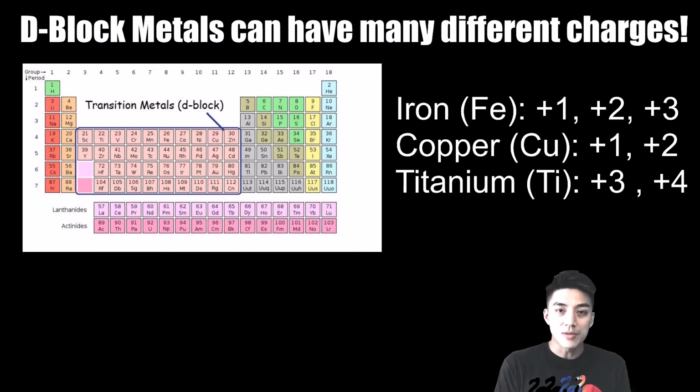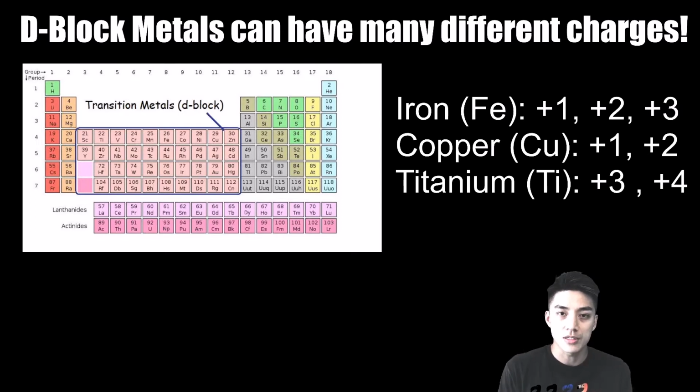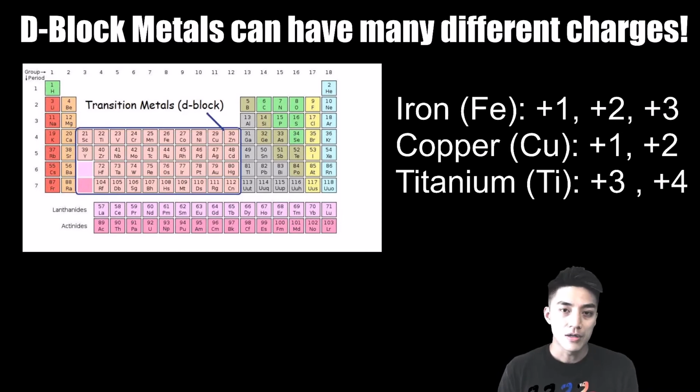We should all understand by now that the alkali and the alkaline earth metal families are +1 and +2 charges. Whereas if you're in the D block, you have various different charges because these metals can form multiple, many different types of ions. So for example, iron can form a +1 or a +2 or even a +3 iron. You can have copper with a +1 or a +2 charge. Silver can form +1 and +2. Titanium can form a +3 or a +4 ion.